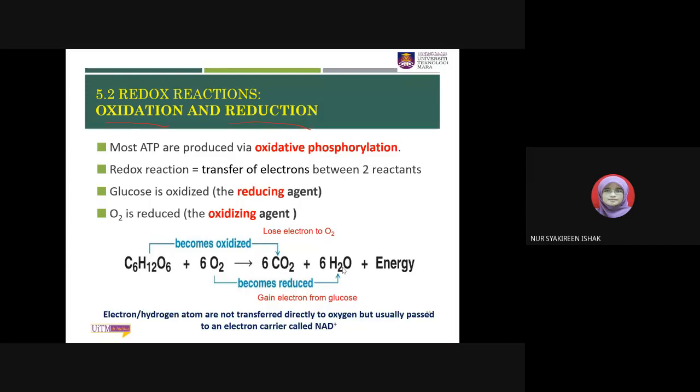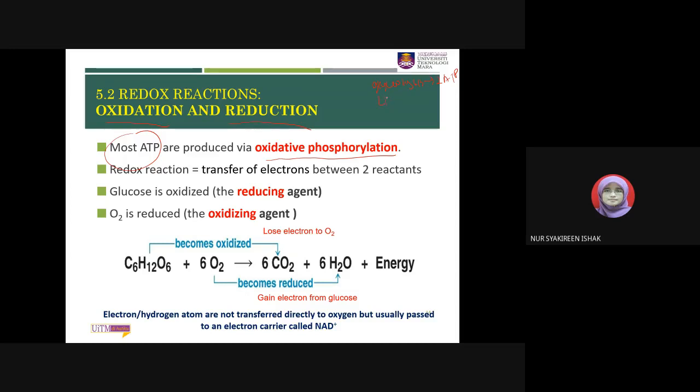Okay, so for redox reaction, some molecule in the reaction will be oxidized and another molecule will be reduced. So for respiration, the oxidative phosphorylation stage will produce the most ATP. For glycolysis, it only produces a net of 2 ATP. Okay, a net. So fahamkan kenapa saya cakap net tu, right?